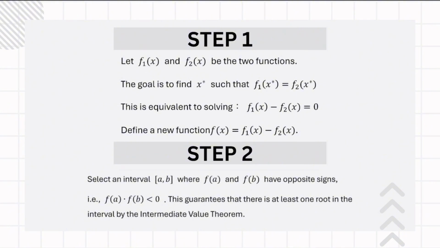The next step is select an interval [A, B] where f(A) and f(B) have opposite signs. This guarantees that there is at least one root in the interval by the intermediate value theorem.